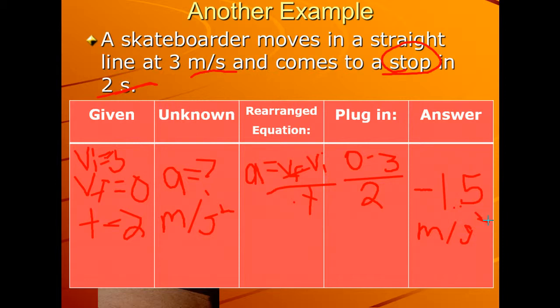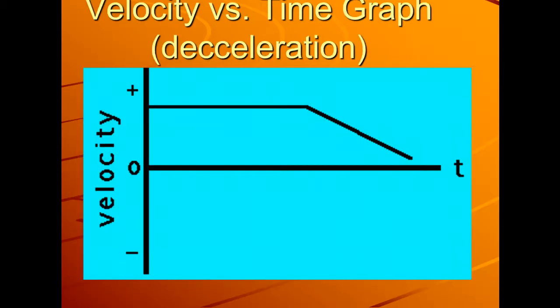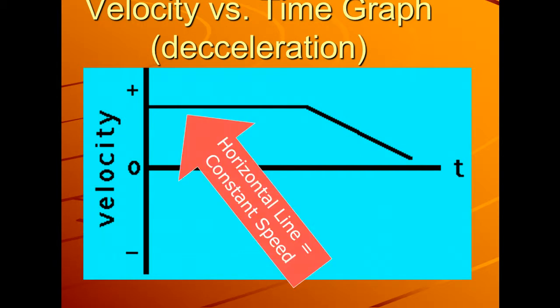so we're going to look at one more thing. We're going to look at one more graph. And so here we have another velocity versus time graph. And remember again that this horizontal line equals a constant speed. And this time I just want to make sure you remember, if you have a decreasing slope or a downward slope, that is a decreasing speed. Okay?